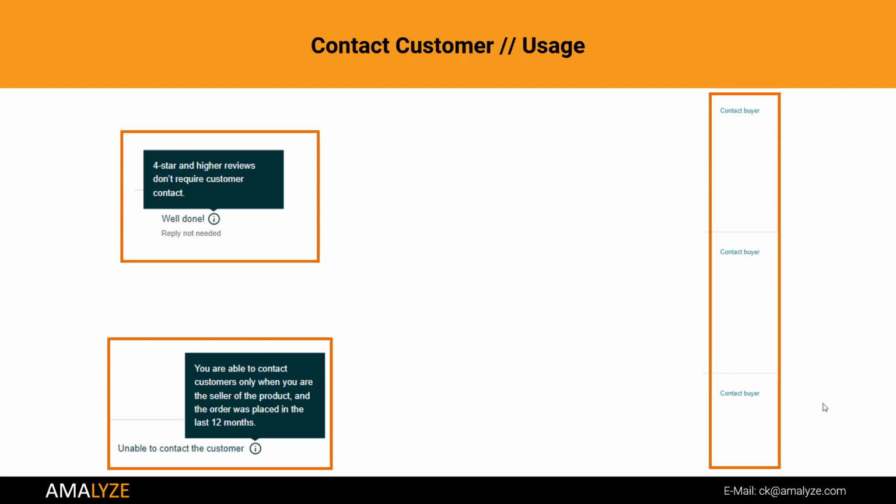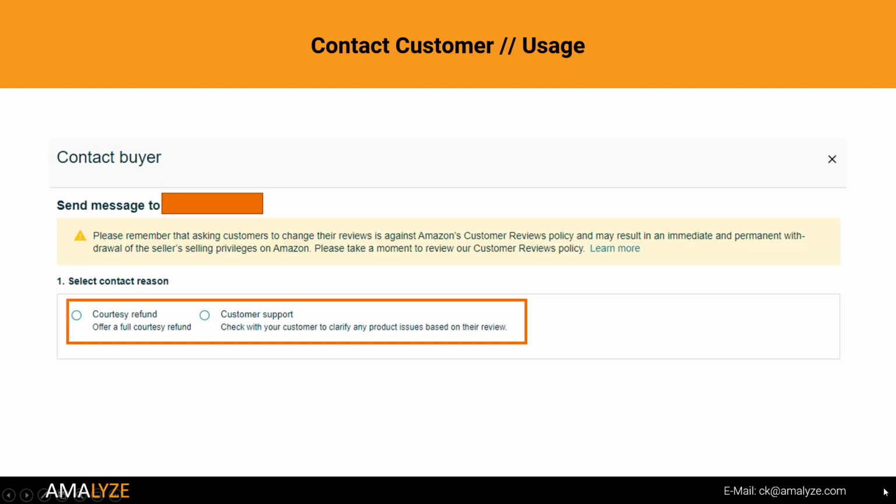As you can see here on the left, 4 star and higher reviews don't require customer contact, or you are unable to contact the customer. You are able to contact customers only when you are the seller of a product, of course, and the order was placed in the last 12 months. Okay, so we are looking at the right side: contact buyer, contact buyer, contact buyer. That is the situation we are focusing on, and when you click on that, you will come to the section contact the buyer. Please remember that asking customers to change their reviews is against Amazon's customer review policy.